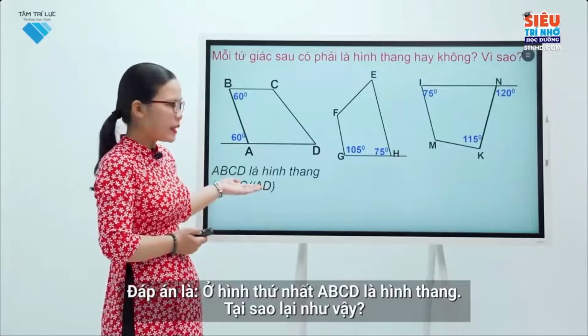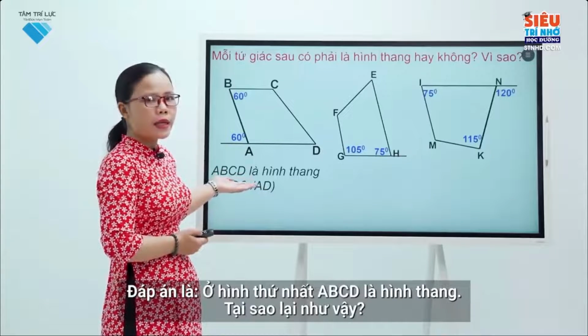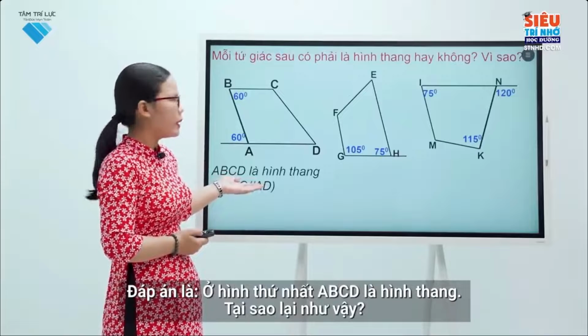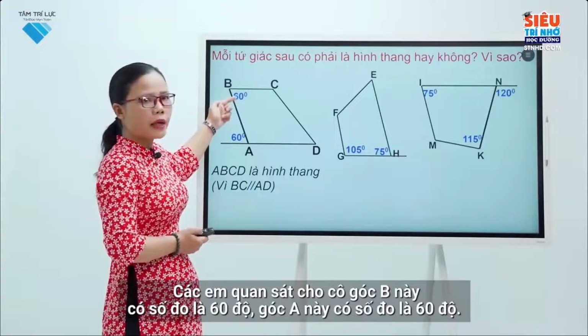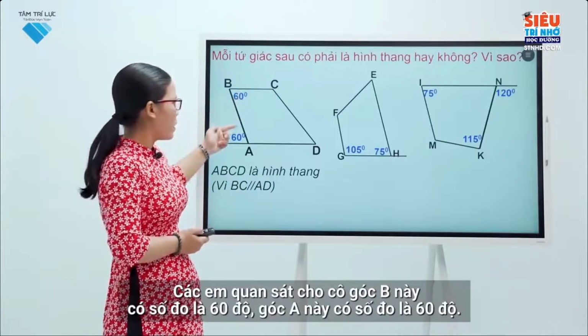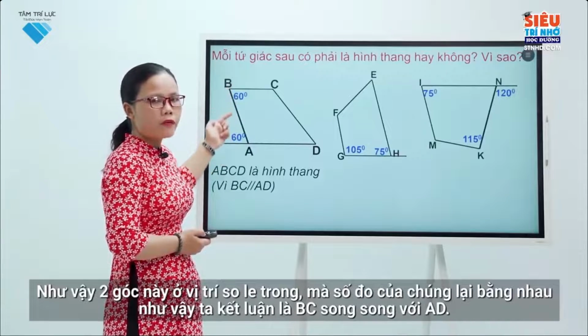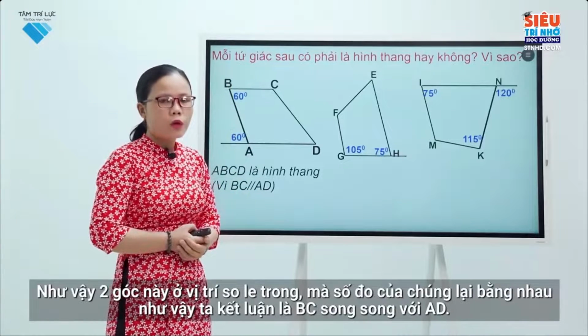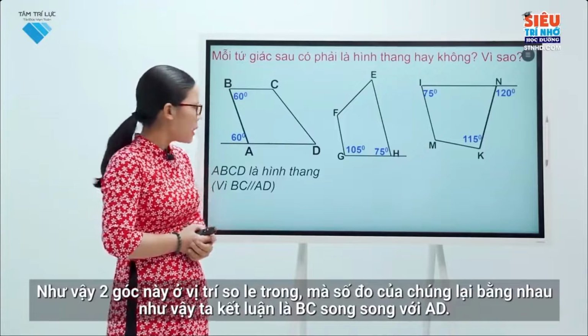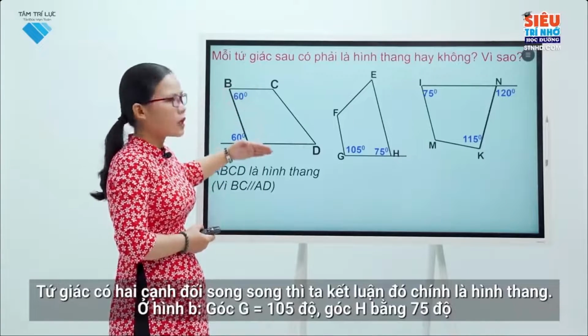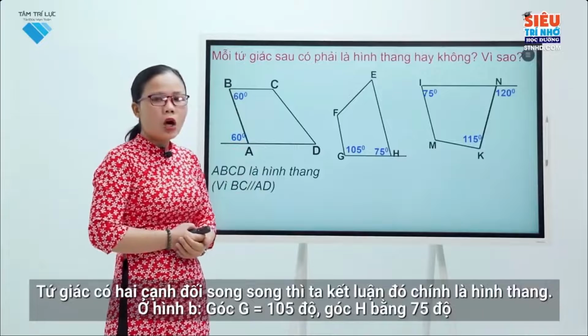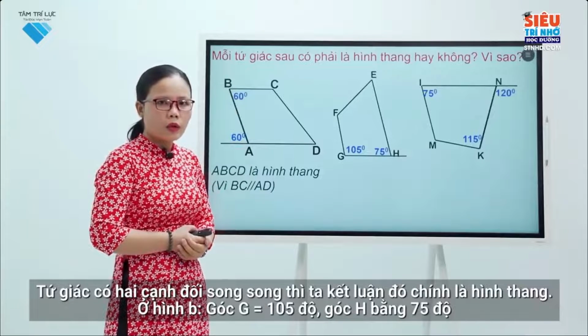The answer: the first figure ABCD is a trapezium. Why? Look at angle B equals 60 degrees and angle A equals 60 degrees. These two angles are alternate interior angles and they are congruent, so BC is parallel to AD. A quadrilateral with 2 parallel opposite sides is a trapezium.